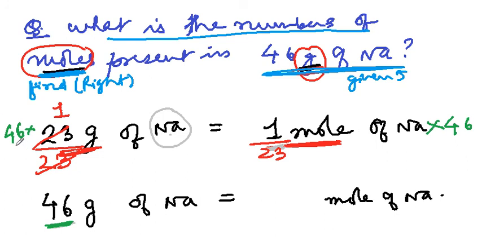So 46 times 1 is 46 gram, and here 1 by 23 into 46, so 23 2 times are 46, so that would give us 46 gram of sodium equals 2 mole of sodium. It's very simple. It is as simple as buying a chocolate from a store.